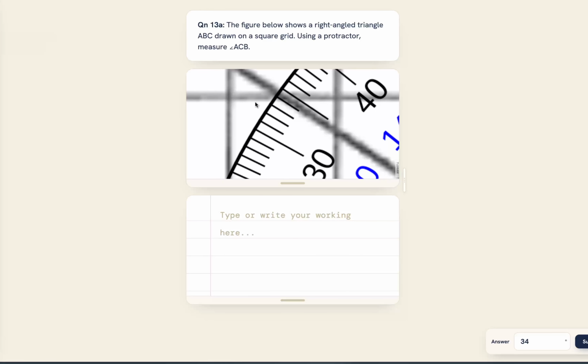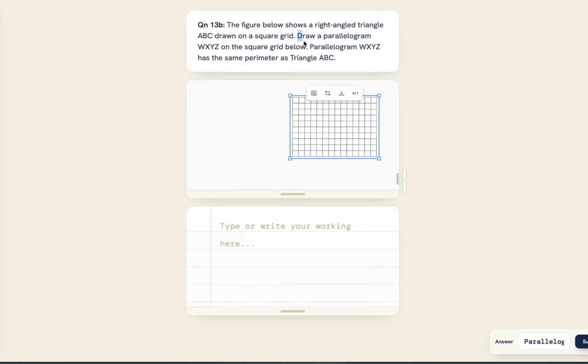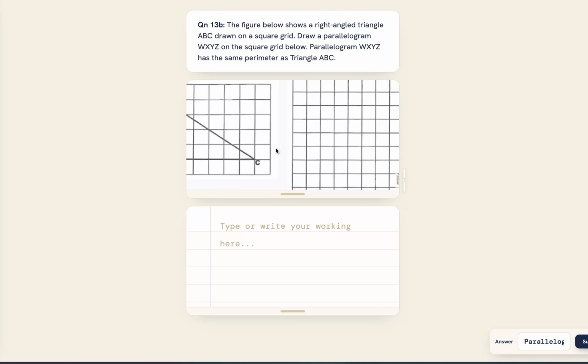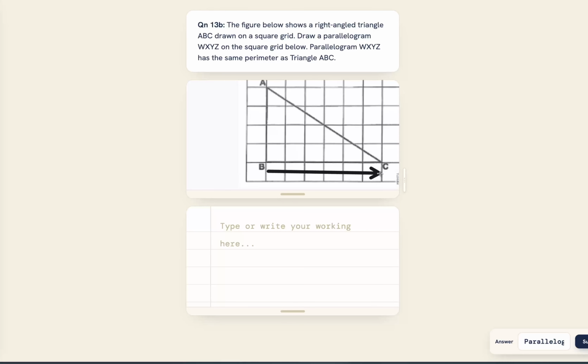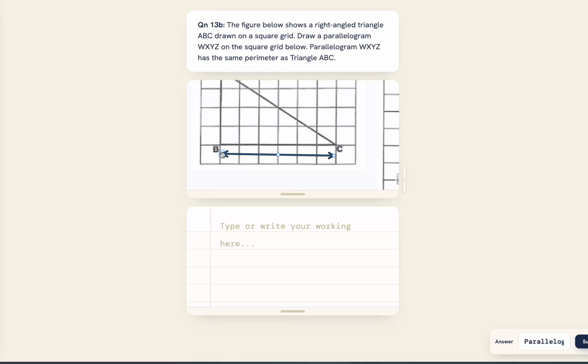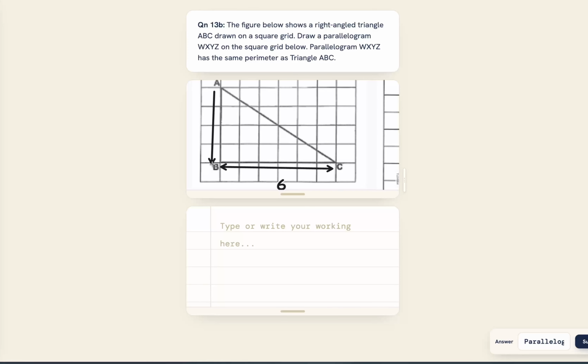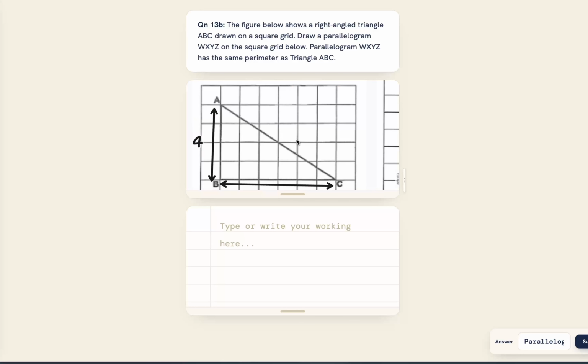So now let's move to part B. Draw a parallelogram on the square grid. This parallelogram has the perimeter of triangle ABC. So for triangle ABC, we want to get the perimeter. How do we get the perimeter? Essentially, you just measure the length and breadth. According to the number of squares, 1, 2, 3, 4, 5, 6, so you have 6 squares. And then over here, we have 1, 2, 3, 4, so we have 4 squares. And then lastly, what's AC?